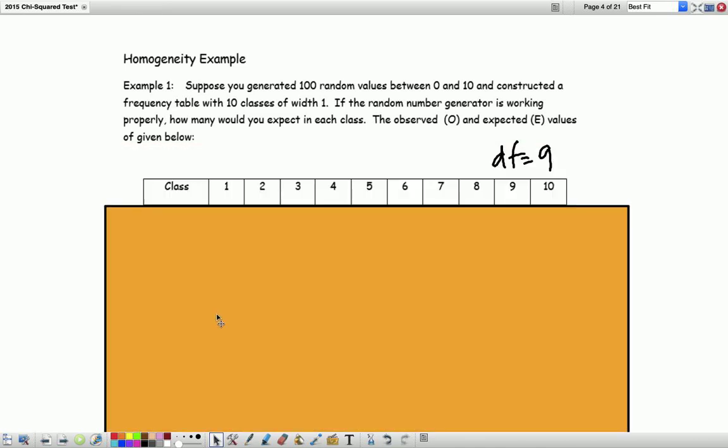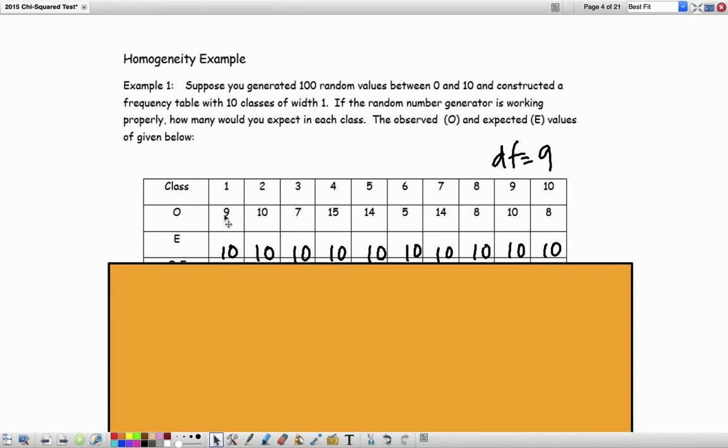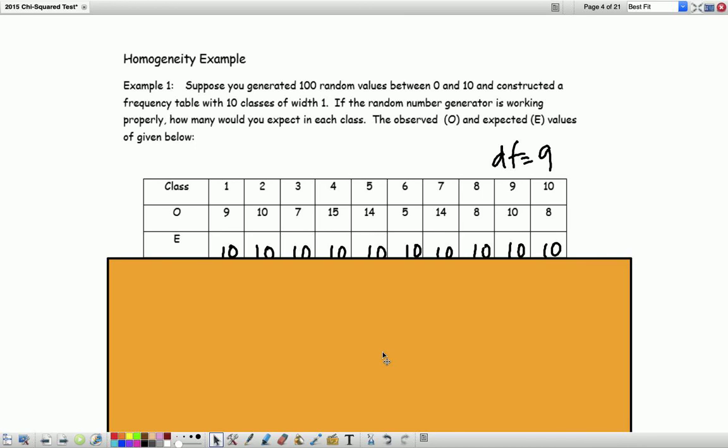So there are my classes, just bins 1 through 10, and those are just observed. So that's just the data that I got from whatever this sample is. Our expected is 10, which is the same across the board, which makes it homogeneity because we expect them all to be the same. With the 10 different categories, my degree of freedom is 9. From there, I'm going to go through this chart, and it's going to lead towards our chi-square test statistic.